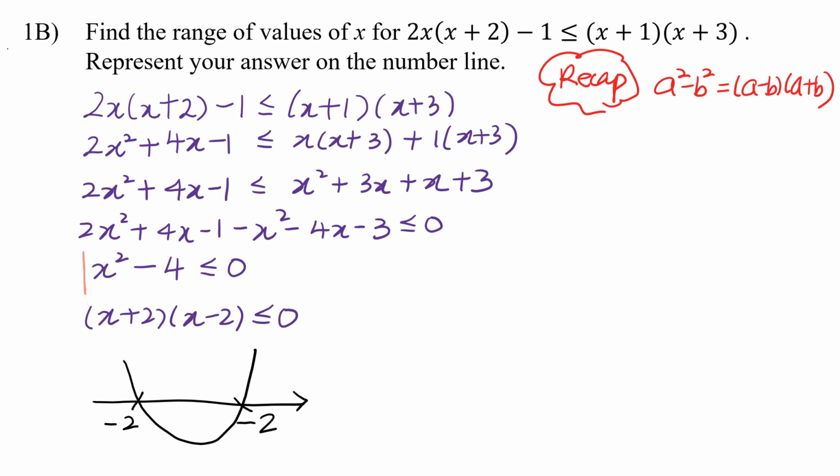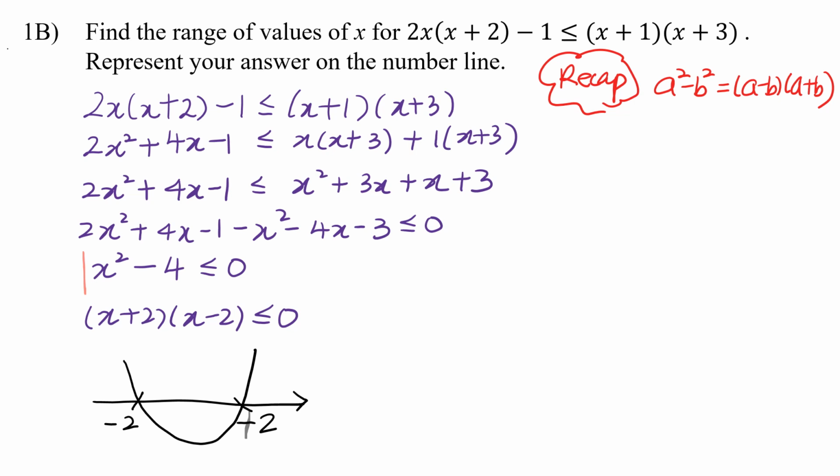Oh, it's negative 2 and 2, not this one here. It's supposed to be negative 2 and 2. Wait, I should just change this. Yeah. Okay, it's negative 2 and positive 2.